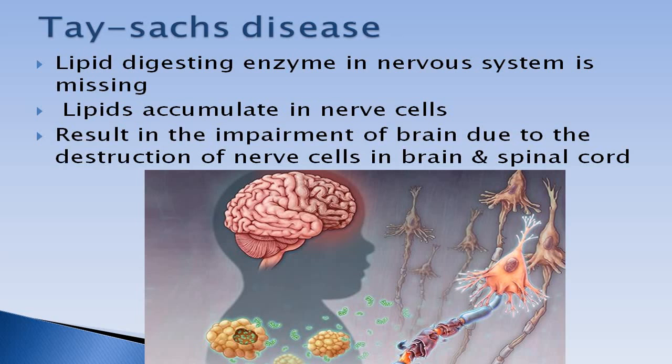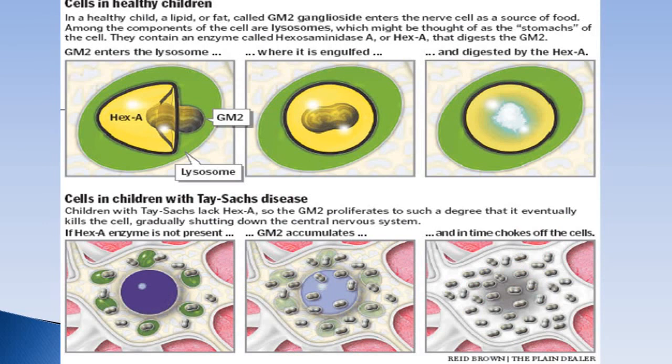So that is all for today's lecture. This is another picture that shows Tay-Sachs disease, in which you see this is the normal lysosome that is digesting this lipid molecule with its enzymes. But in Tay-Sachs disease, the lipid-digesting enzyme is absent in the lysosome, so lipids start piling up in the nerve cell, resulting in the destruction of the nerve cell.